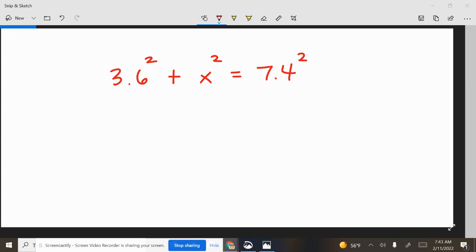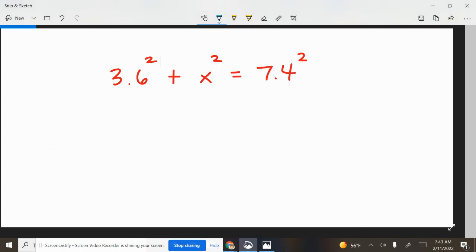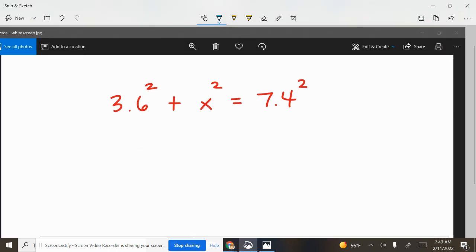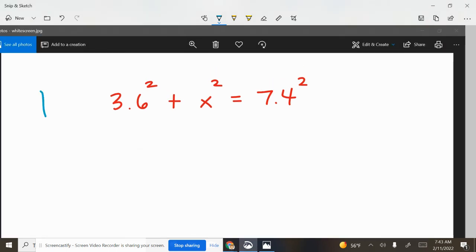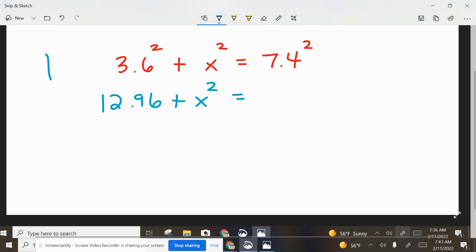Making sure you use your calculator properly too. I'm going to bring that in real quick. So my first step would be to square these numbers. So I'm going to type in the calculator 3.6 squared. I know you can't see it. It kind of gets messed up when I bring it over onto the screen. So it's going to be 12.96 plus x squared equals, and then 7.4 squared, I get 54.76.